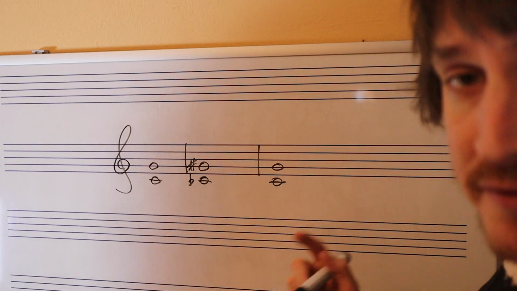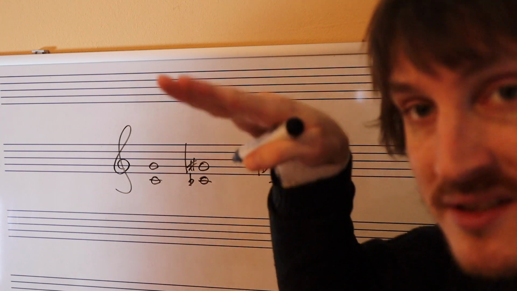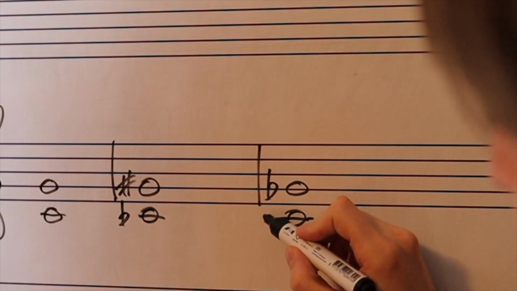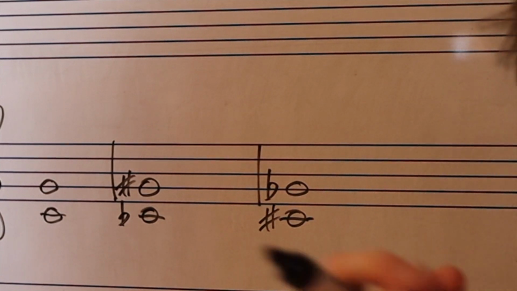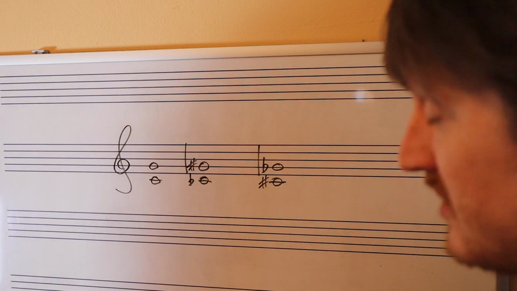Now let's make the perfect fifth smaller. If we put a flat symbol in front of the top note, the distance gets smaller. And a sharp symbol on the bottom note makes it again 1 semitone smaller. This is 2 semitones smaller than this interval.